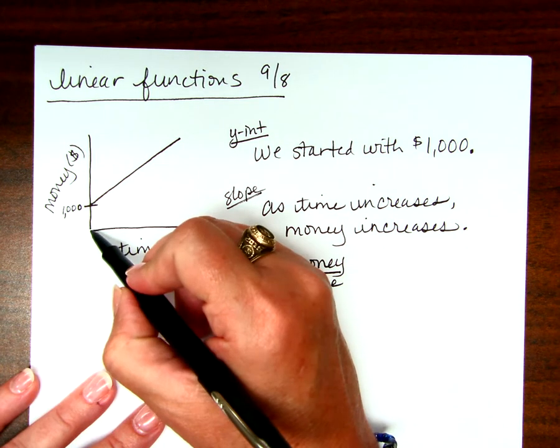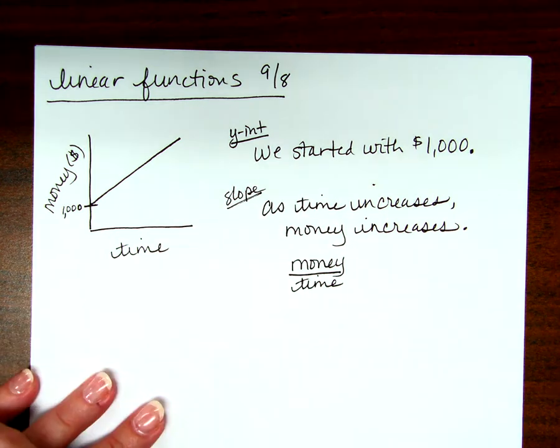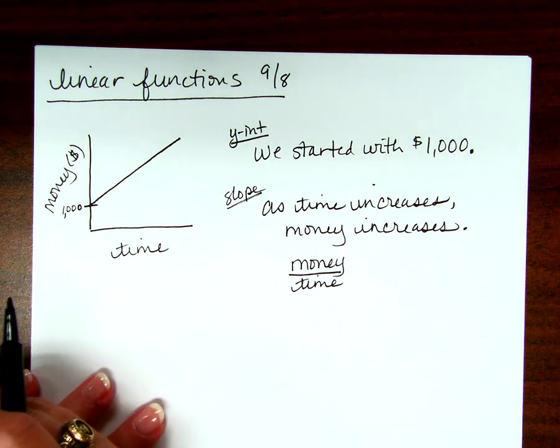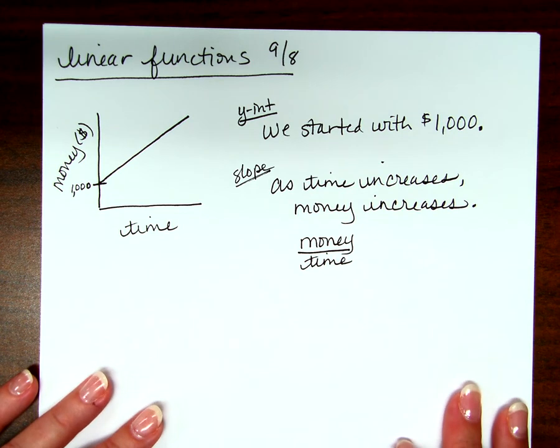What if it actually went like this? What would the y-intercept be? Yeah, we started with 0 money, right? When we started measuring our time, we had 0 money. Okay? Any questions about that?